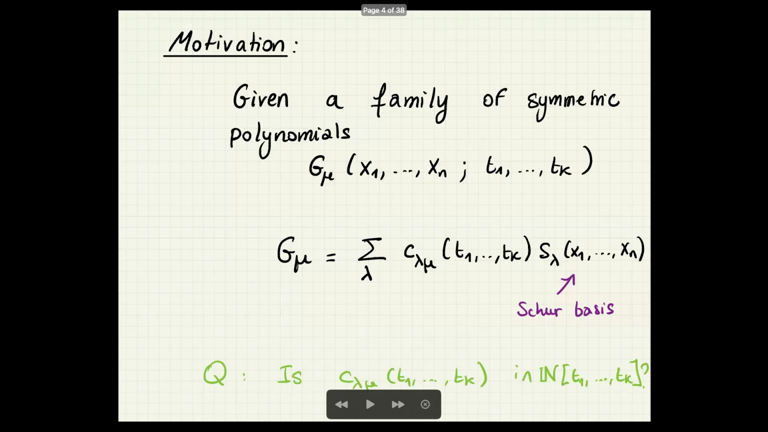As combinatorialists, we often want to know whether these coefficients, these C lambda mu in k variables, are polynomials in t1 up to tk. And especially in combinatorics, I'm interested whether the coefficients of these polynomials are all non-negative integers. And if it's the case, we say that this polynomial is Schur positive.